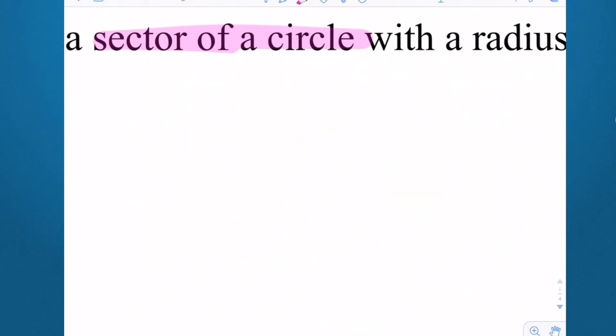That sounds like a government building, right? Or a place inside of a government building. Sector 5, top secret.